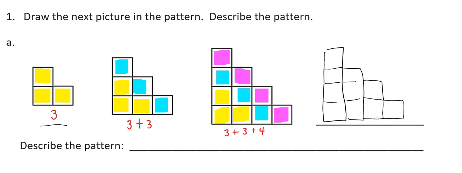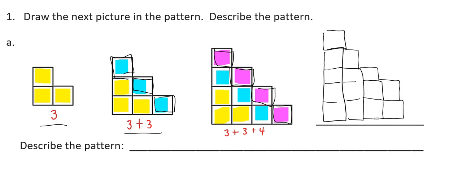From there, I need to add 1 more square to each column, because if you look at the difference between the first pattern and the second pattern, we added a square on top of each column, and then we did the same thing in the third pattern. So let's add 1 more square to each column. And there's the next picture in our pattern.